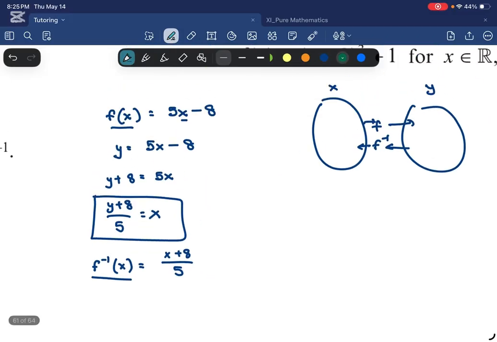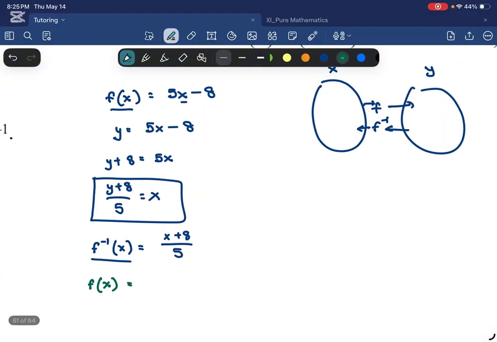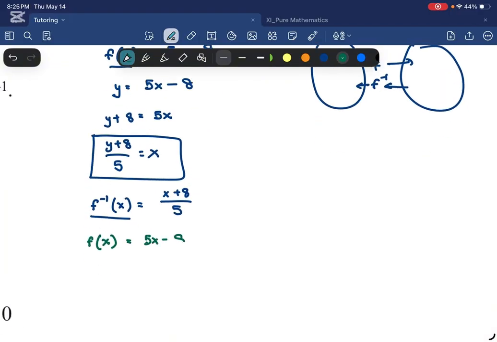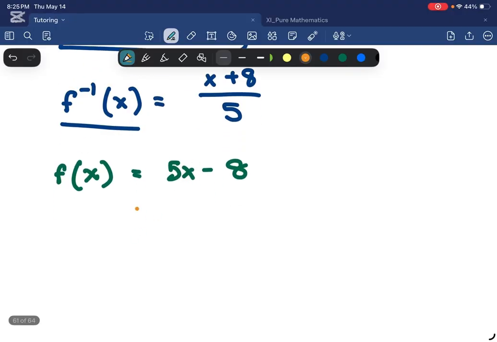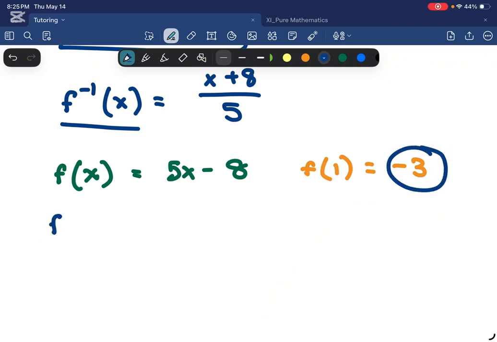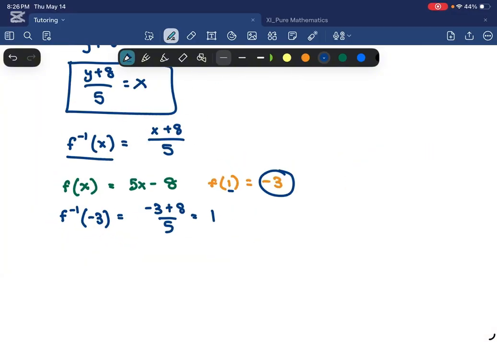Now let's look at the function and its inverse. f of x is equal to 5x minus 8, right? So here's the idea. Suppose I put 1 here. f of 1 is equal to 5 times 1 minus 8, which is minus 3. If I put the output minus 3 into my inverse function, f inverse of minus 3, I should get the input 1. So minus 3 plus 8 over 5 will definitely give me 1. So you can see how this works.